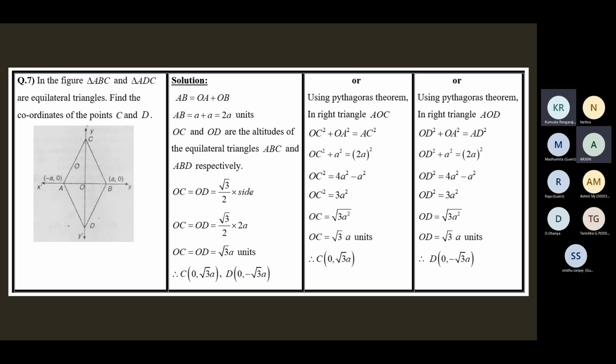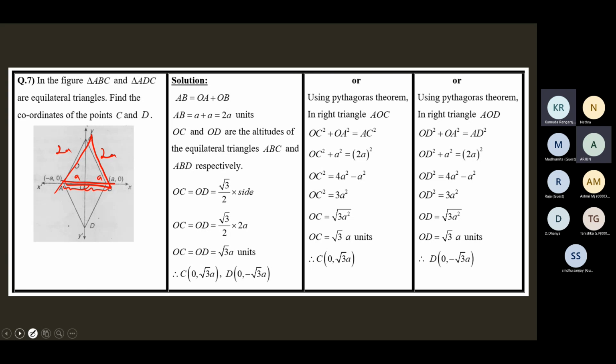Okay, children, see, I've done both the ways, using the formula root 3 by 2 into side, as well as using Pythagoras theorem. See, in one of the sums earlier, we had minus 4 comma 0 and 4 comma 0. So here we have minus a comma 0 and a comma 0. So this is a units. From here to here is a units. So this side AB is 2a units. This is an equilateral triangle, so everywhere it is 2a.